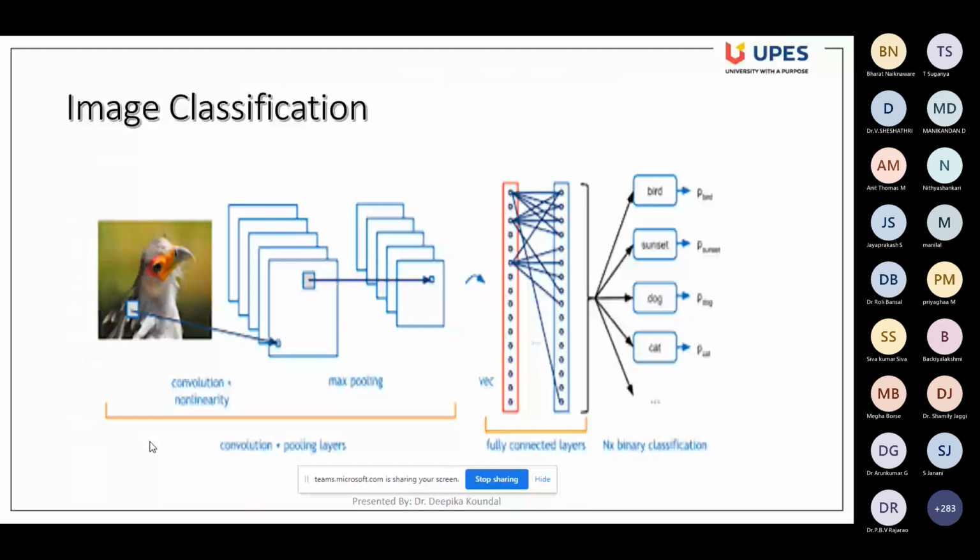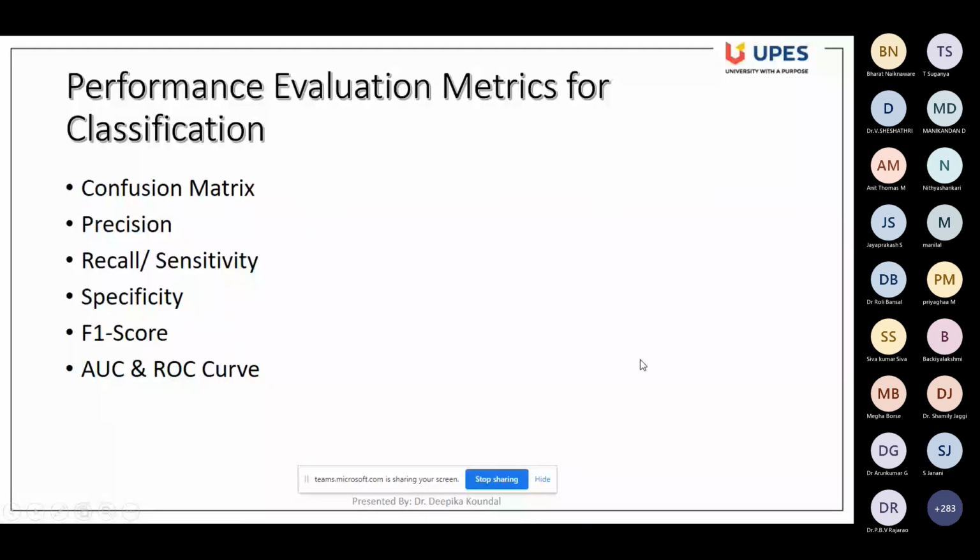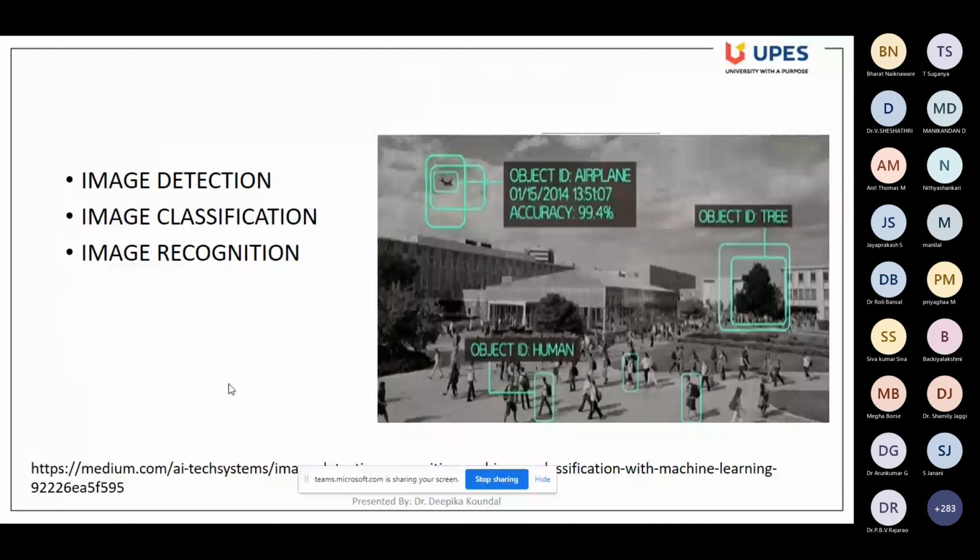Then we have classification, where we classify the images, like whether it is a bird, sunset, dog, or cat. So for classification, we have different evaluation metrics. Again, we have a confusion matrix, precision, recall, sensitivity, specificity, F-score, AUC, ROC curve. So this is the difference between detection, classification, and recognition.